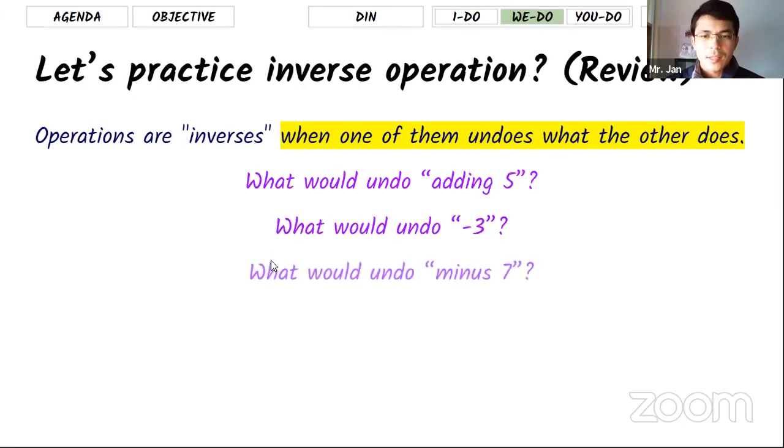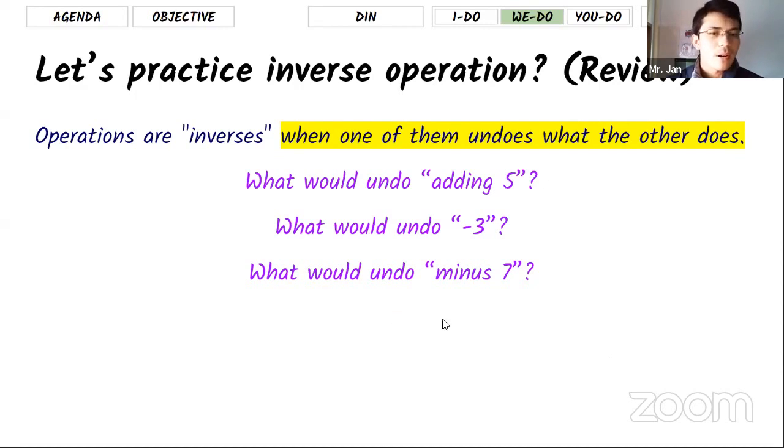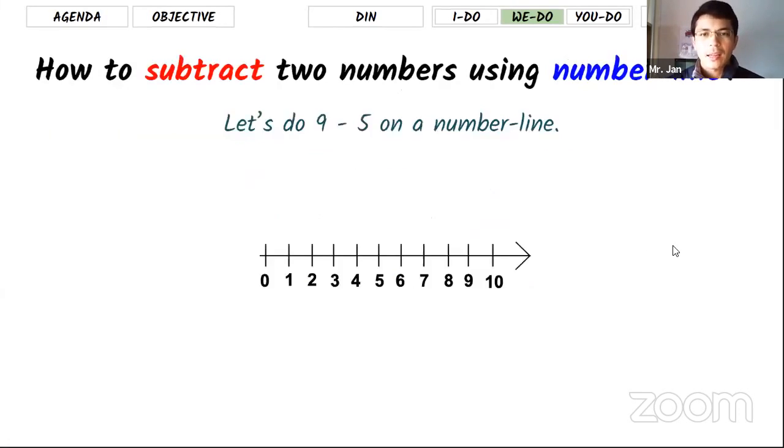And the last one is, what would undo -7? Remember, it's undoing. What is the opposite of -7? You can correct it. Yes, now you corrected it. Okay, so it's +7. Perfect, and thank you. So this is the review from last week. It's just the inverse operation, or opposite operation, you can also say.